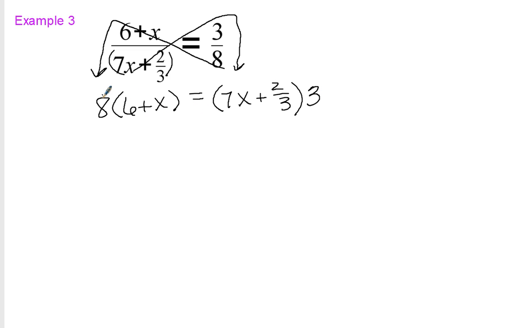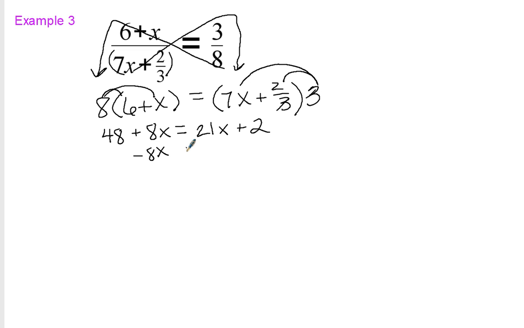So right now we have 8 times 6, which is 48, and 8 times x, which is 8x. Now I have to come from the back. So 3 times 7x is 21x. And 3 times 2/3, our 3's would cancel, just leaving us 2. Move our smaller x, which is 8x. So we're going to subtract it from both sides.